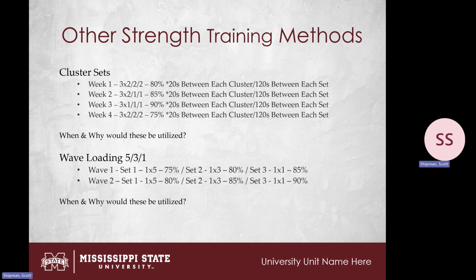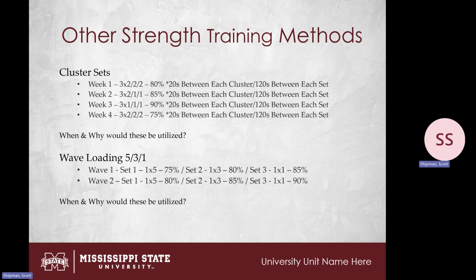Some other strength training methods that I've used are going to be cluster sets. So essentially, you're taking a set. Week one, you have three sets of two plus two plus two. The first set of two you do at 80%. You'll wait 20 seconds, do another set of two, wait 20 seconds, do the last set of two, and then you'll wait 120 seconds before you do that full cluster again.